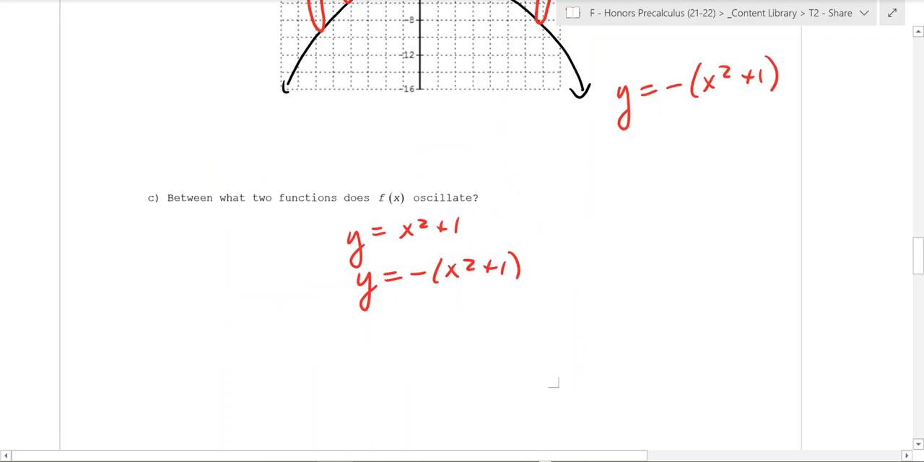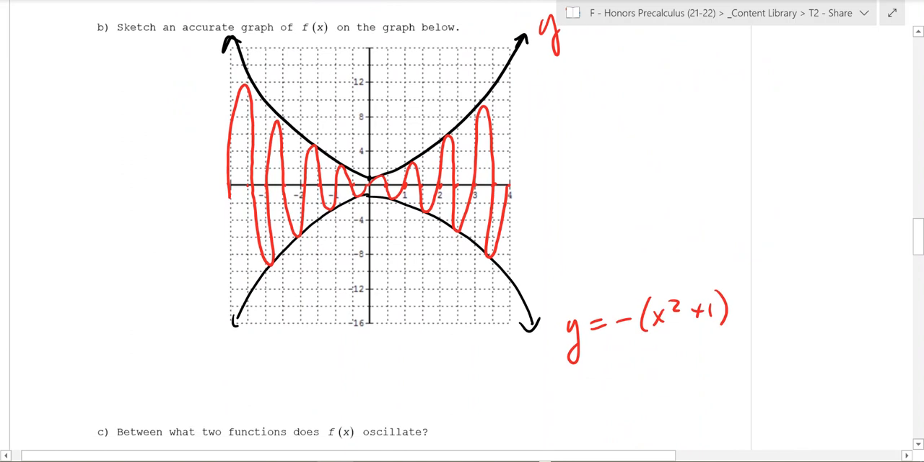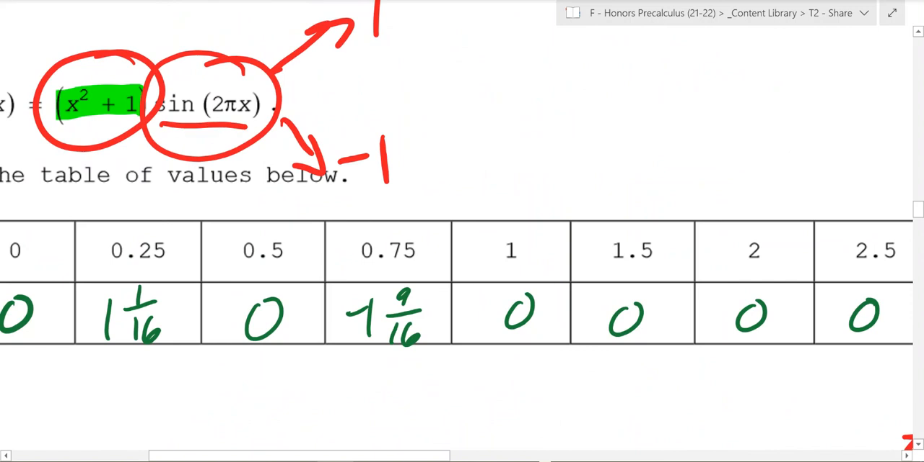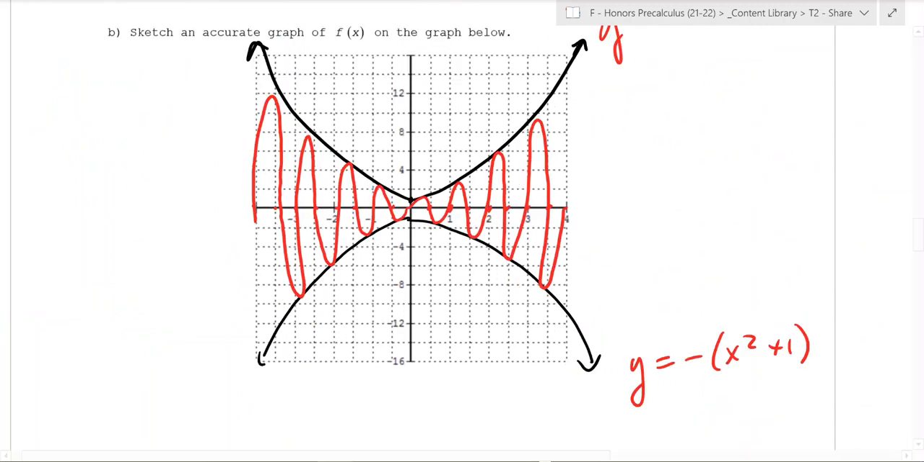And it doesn't seem apparent when you make the table, but when you graph it, you'll notice that it gets stuck between the two and it keeps oscillating. Again, it's because no matter what you plug in for sine, the biggest thing it can be is 1 and the smallest thing is -1. So you're multiplying x squared plus 1 by decimals between -1 and 1, and it just oscillates, so it gets pulled apart. It's pretty cool.